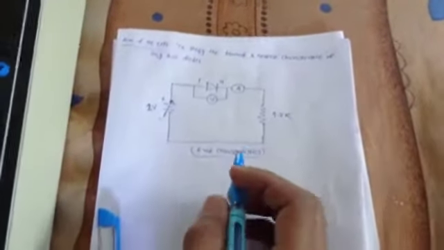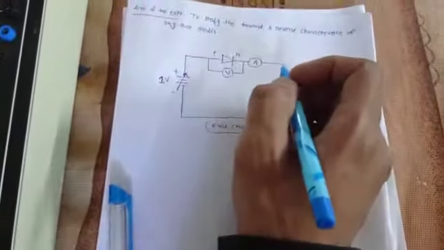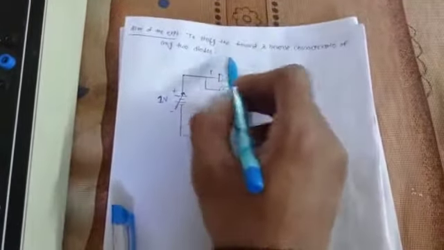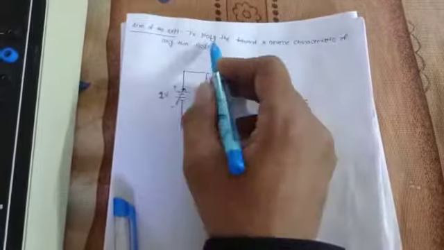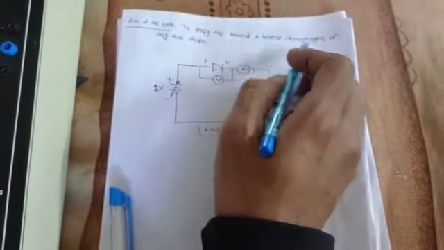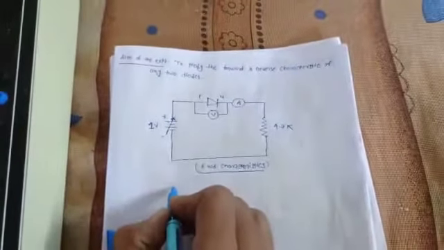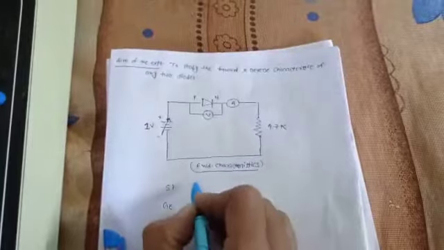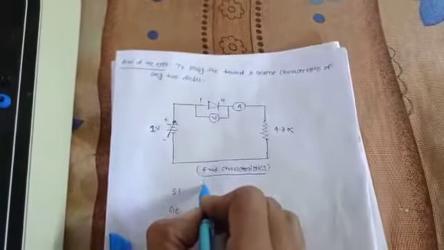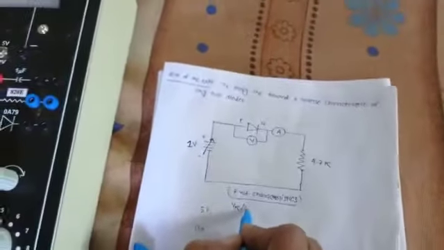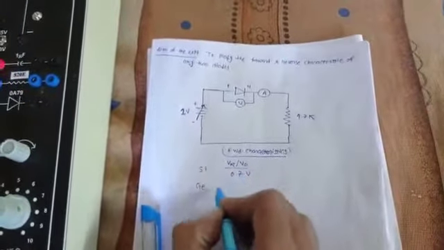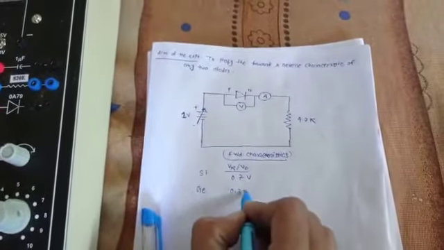Good morning. Today our point of discussion is to study the forward and reverse characteristic of any two diodes. This is the aim of the experiment. Two diodes means there are two diodes, one made of silicon and another of germanium. For silicon our knee voltage Vk, or we can write Vd, equal to 0.7 volt, and for germanium it is 0.3 volt.